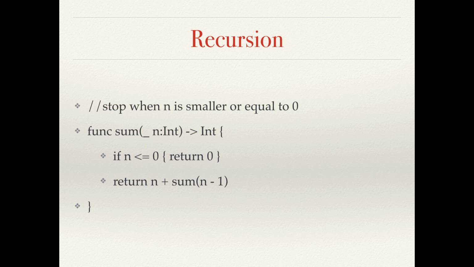And when n is 5, the sum is going to be 5 plus 4 plus 3 plus 2 plus 1. That should be 9 plus 3, 12 plus 3, so 15.